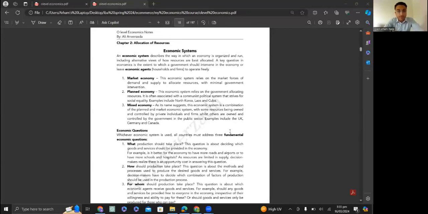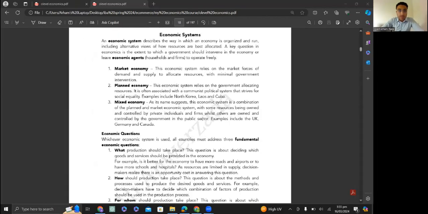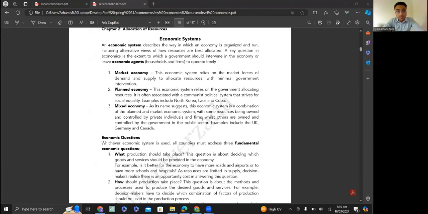Hello everyone. So today we are going to start another chapter, that is the allocation of resources. Now, in allocation of resources, first we'll have to see the economic systems. So, what is an economic system? Economic system is the way an economy is organized and run, including alternative views of how resources are best allocated.